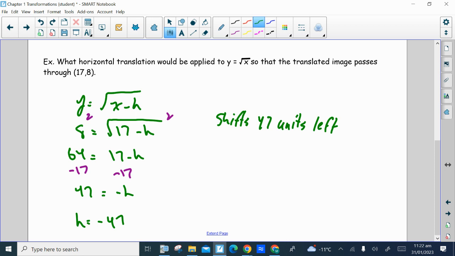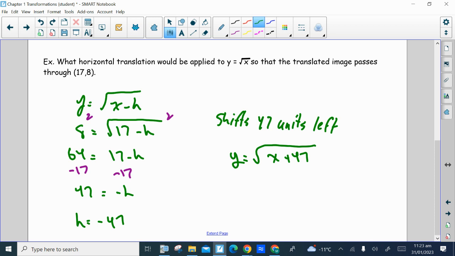If h is negative, it goes to the left. In the equation, if we were going to write the equation, it would be y equals the square root of x plus 47. That's where the positive would be. But when h is negative, the graph goes to the left. In the equation, it'll be written as x plus 47, though, because the value of h is always the opposite of what it appears to be.